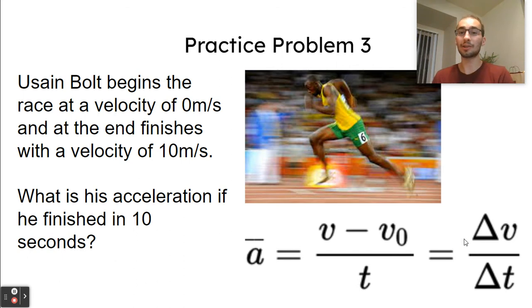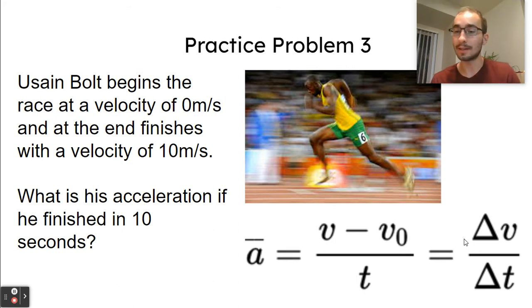Okay? Here's practice problem number 3. This is going to be the toughest one. Usain Bolt begins the race with a velocity of 0 meters per second, and at the end, he finishes with a velocity of 10 meters per second. What is his acceleration if he finished in 10 seconds?